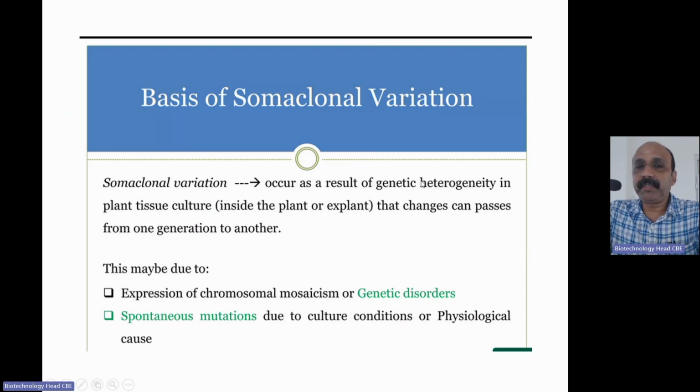So how does it arise? The basis of somaclonal variation: it occurs as a result of genetic heterogeneity in plant tissue culture, and those changes can get passed on to the next generation. This may be due to expression of chromosomal mosaicism, also called genetic disorders. That can be changes in the genetic makeup, such as SNPs or even large scale chromosomal exchanges, deletions or insertions, or spontaneous mutation due to culture conditions or physiological conditions. These can also cause somaclonal variation.